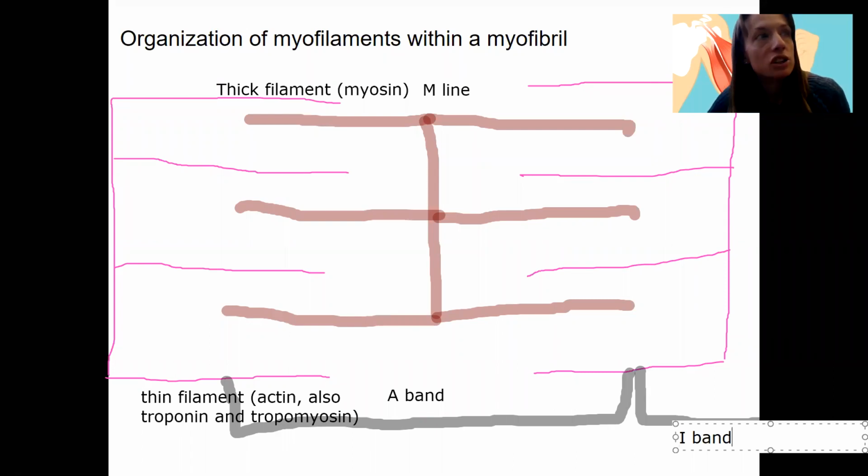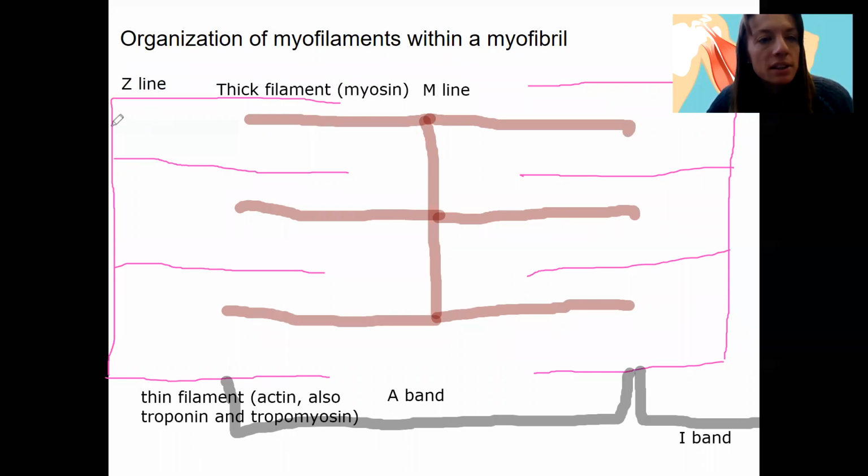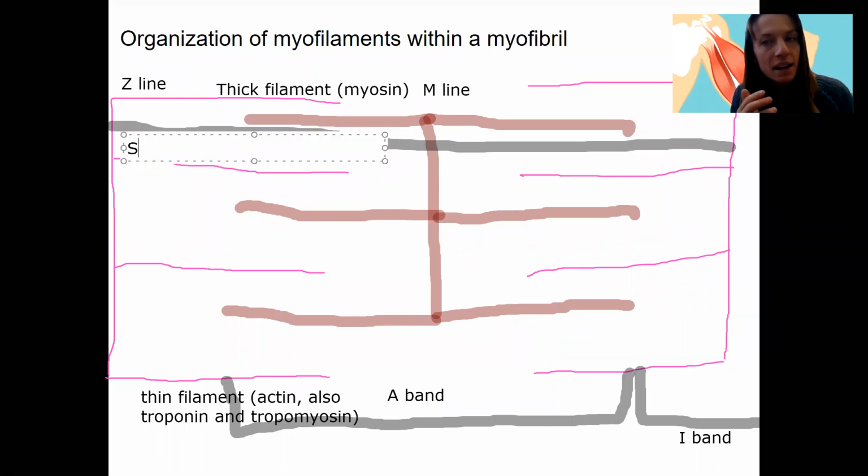This entire thing is a sarcomere. Going from one, oops, I didn't label that one yet, one Z line. I know these names are kind of stupid. One Z line to the next, that entire portion is going to be a sarcomere. And it's made up of those A bands, I bands, M line, Z line. It's going to change in how it looks when we have contraction occur.